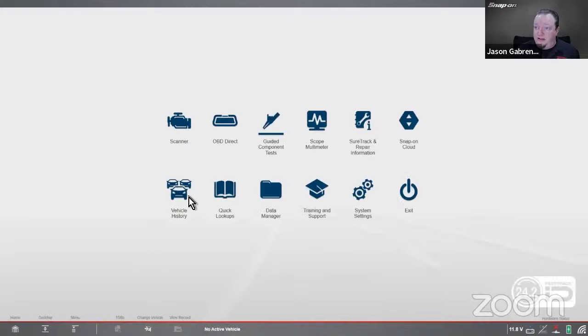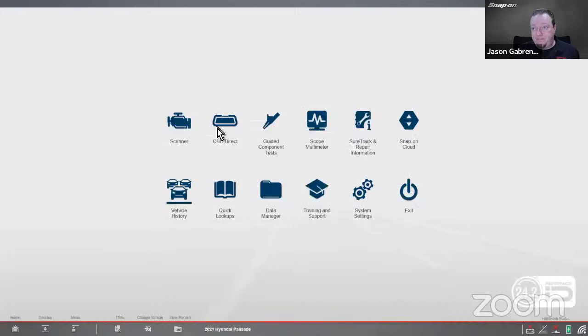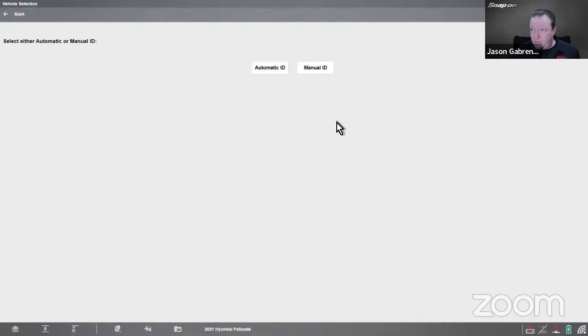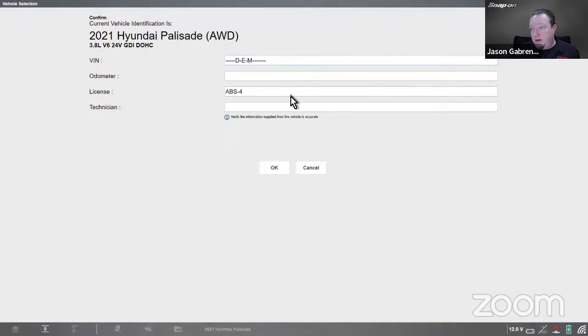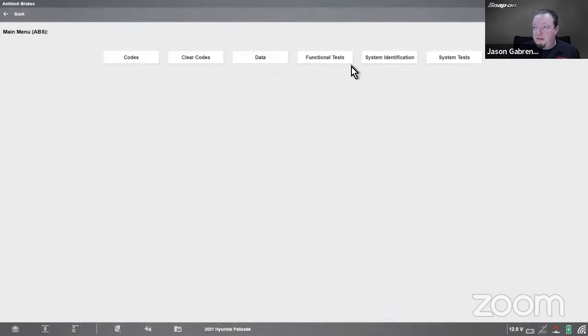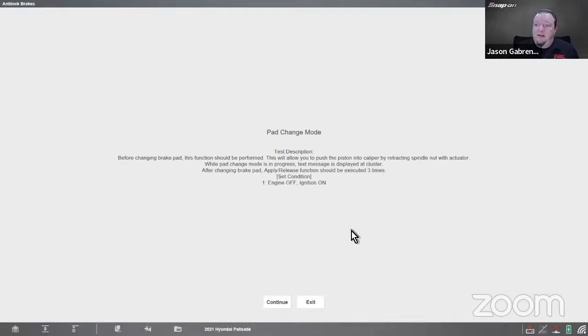And then lastly, we have a Hyundai Palisade, pretty popular newer vehicle. Call it an all-wheel drive. Okay, anti-lock brakes. System tests. We're going to have brake pad change mode. Right. So remember how I said you may need to do that to change the pads.